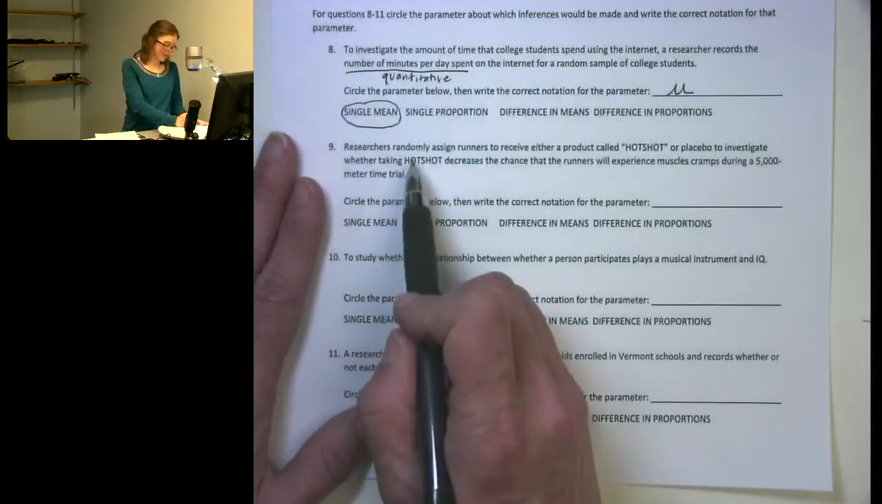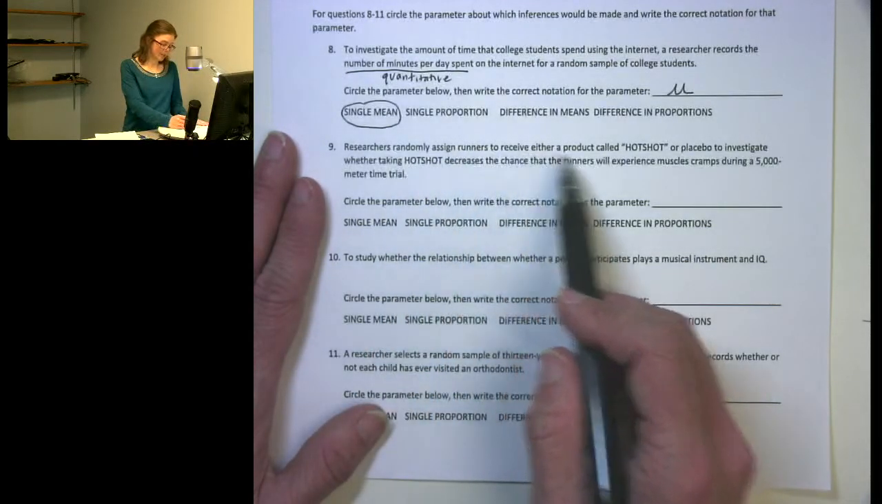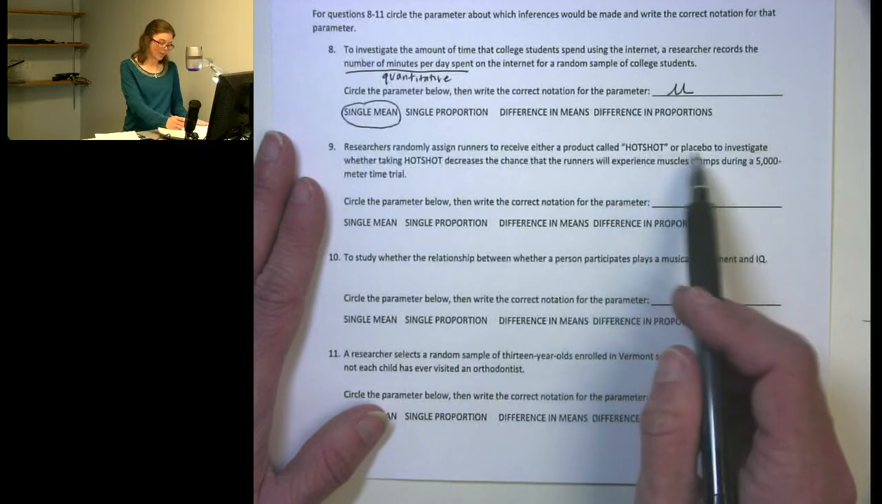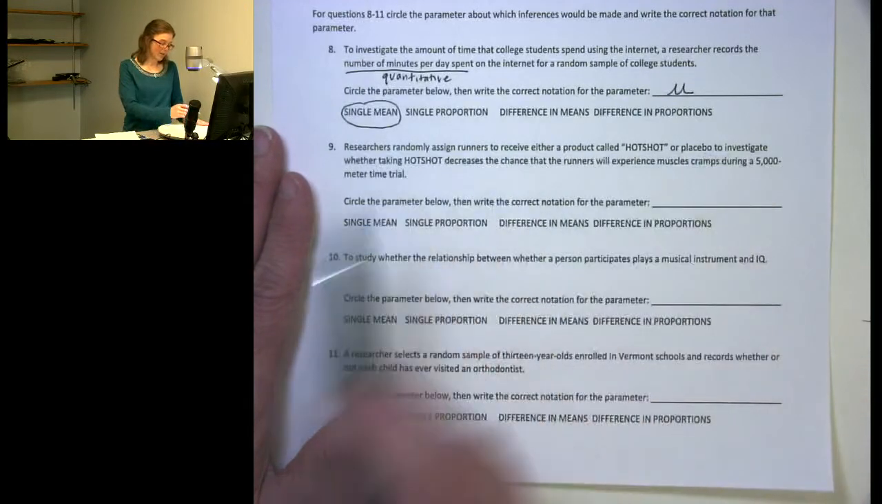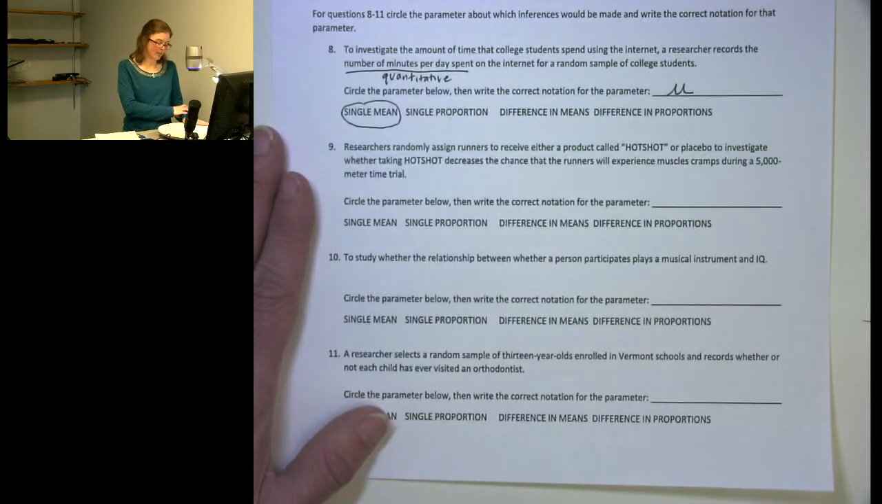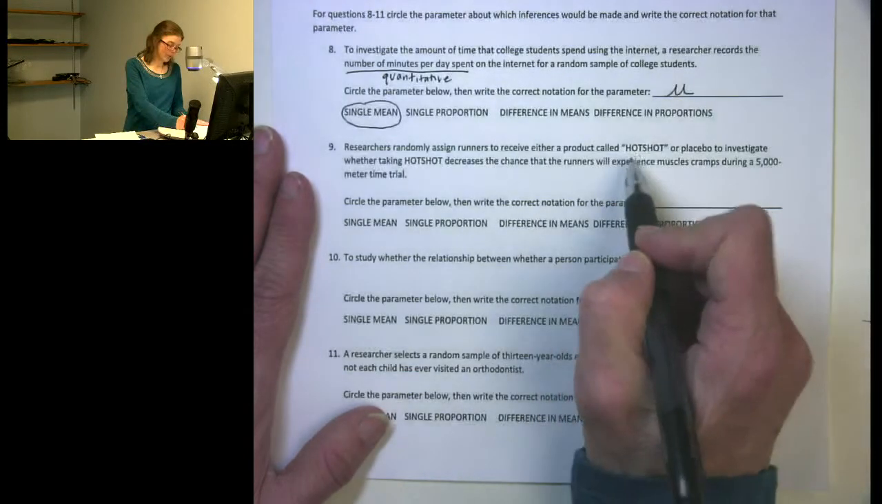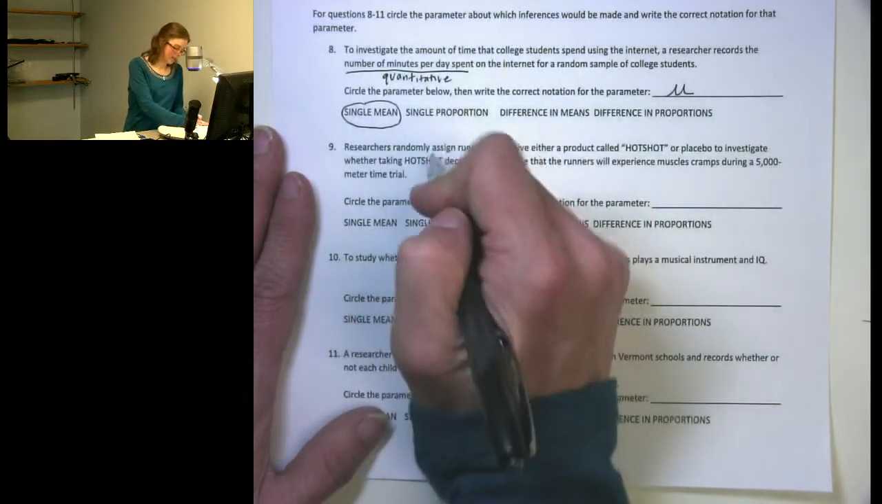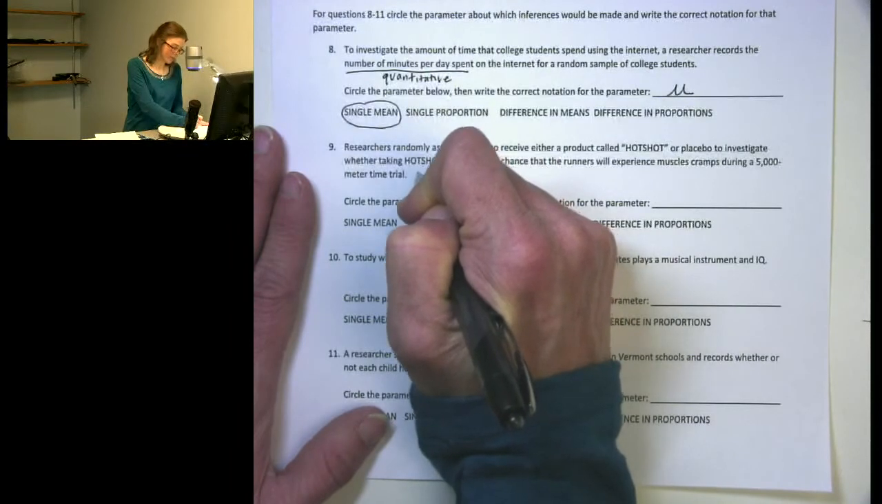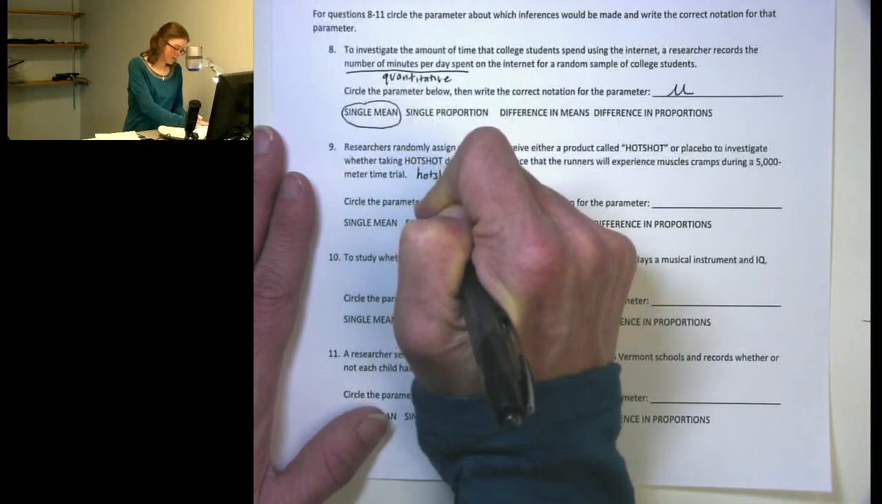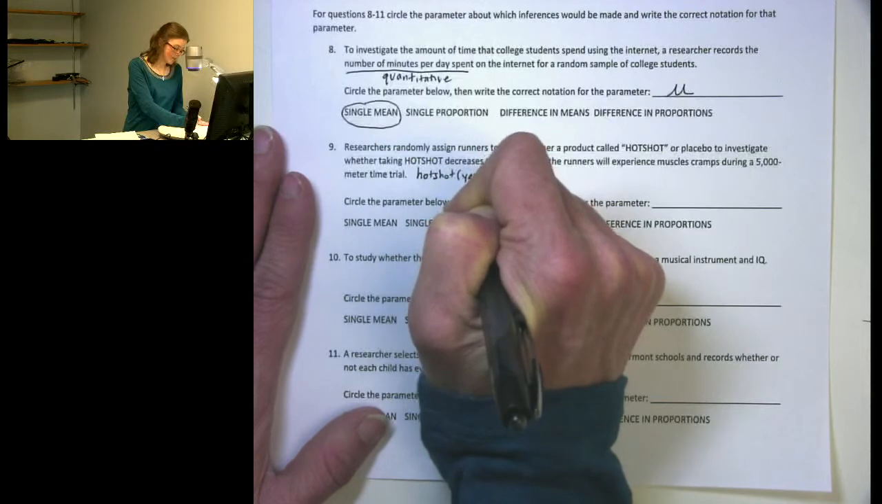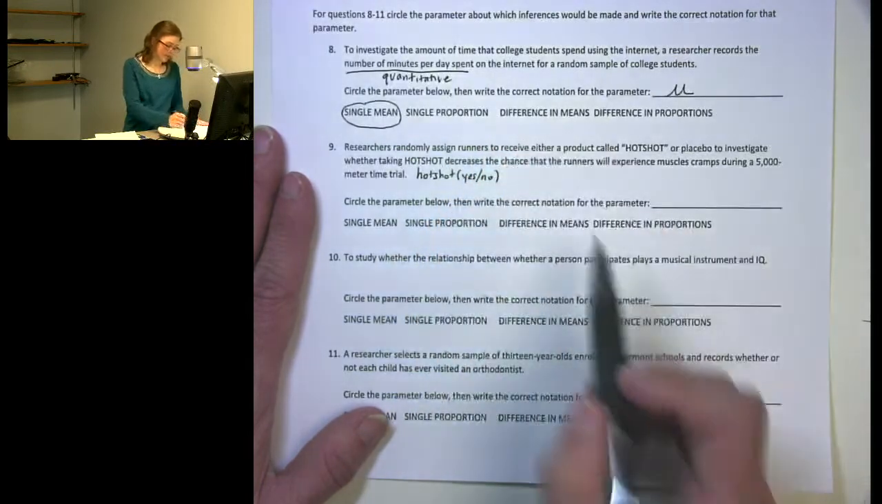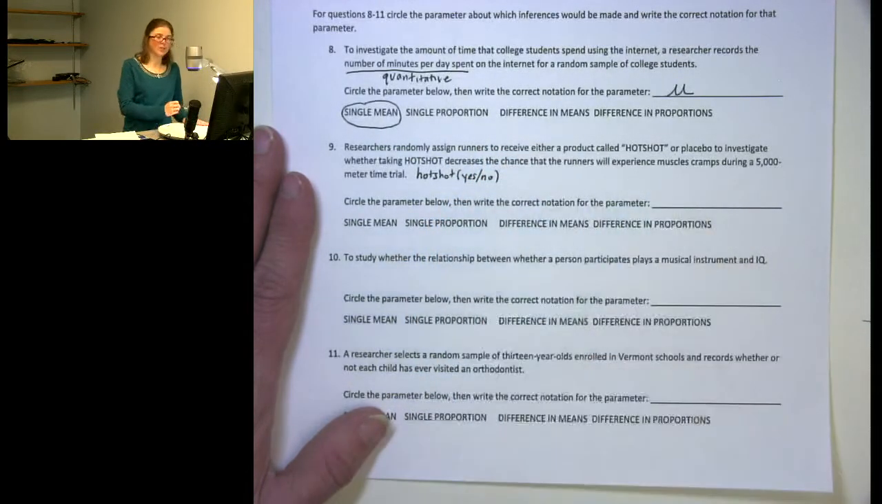Question 9. Researchers randomly assign runners to either receive a product called hotshot or a placebo to investigate whether taking hotshot decreases the chance that runners will experience muscle cramps during a 5,000 meter time trial. So here, ultimately, what they're looking at are two things. They're looking at whether the person received hotshot or not, and they're looking at the chance of having muscle cramps.